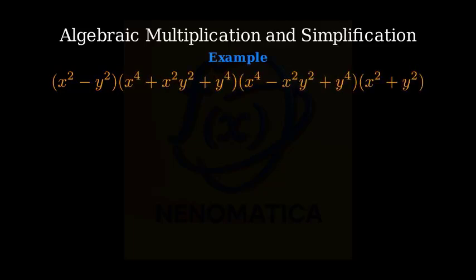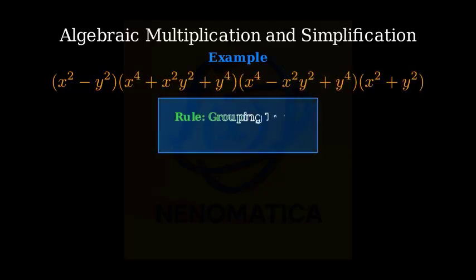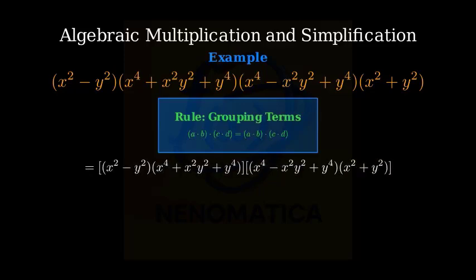Let's begin by grouping our expression. We have a product of several terms. Let's first group the first 2 factors together and the last 2 factors together. This helps us organize our multiplication process. Next, we'll start distributing the terms in the first group.